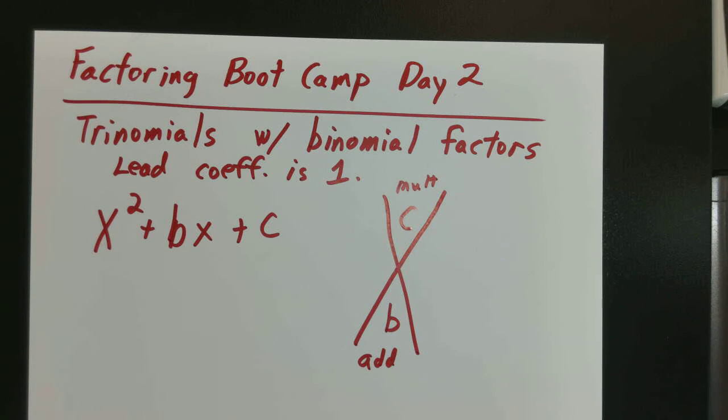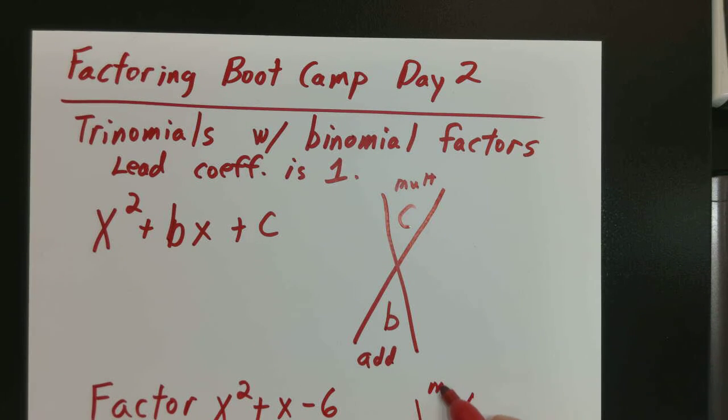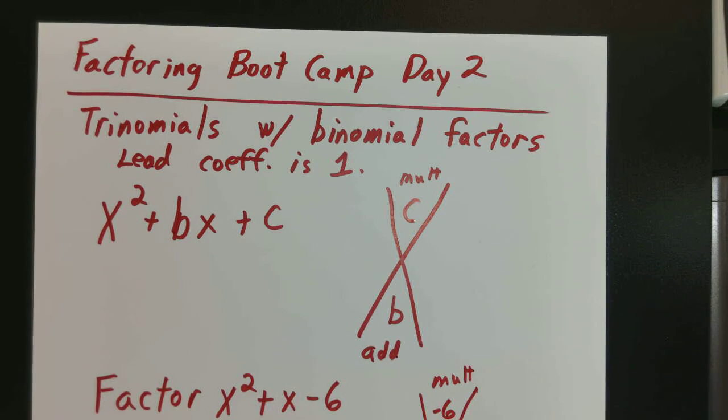So let me show you an example. If I have to factor x squared plus x minus 6, I want two numbers that multiply to negative 6 and add to 1. It's 1x here, right?